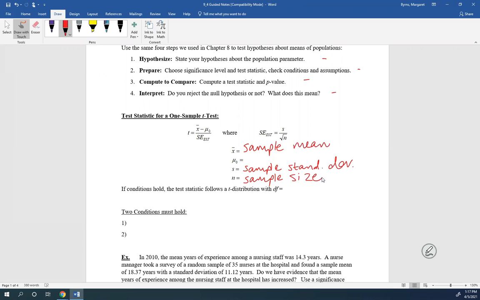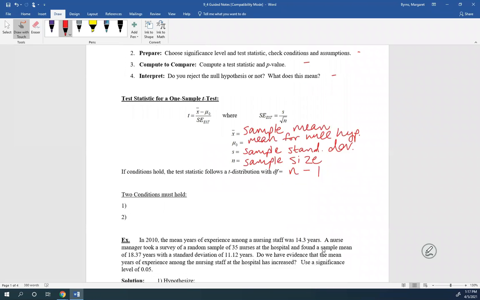And then mu naught this time is going to be the mean for your null hypothesis. So you're going to write your null hypothesis that the population mean is the same as some other previously calculated population mean that you're made aware of in the problem, and that number you're comparing it to is mu naught. If the conditions hold, and we'll talk about what those are in a second, this follows a t distribution with degrees of freedom of n minus 1.